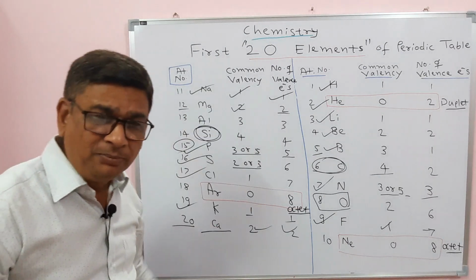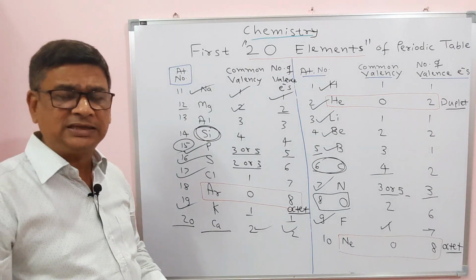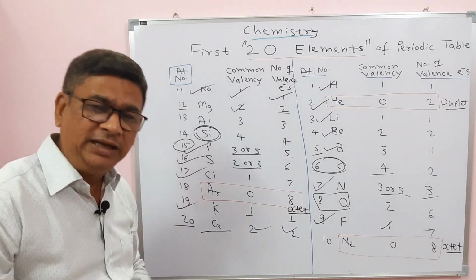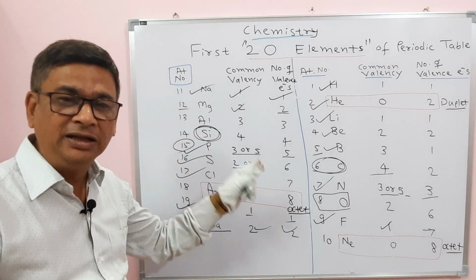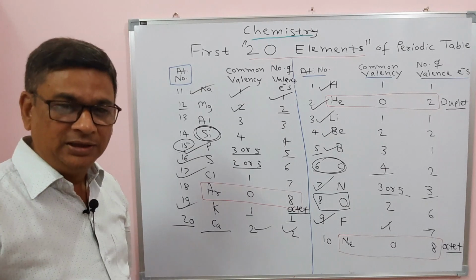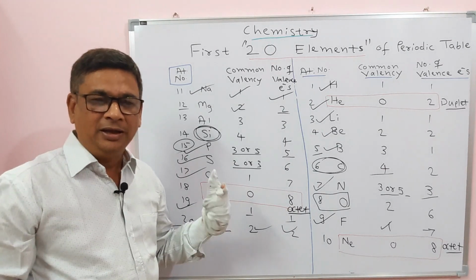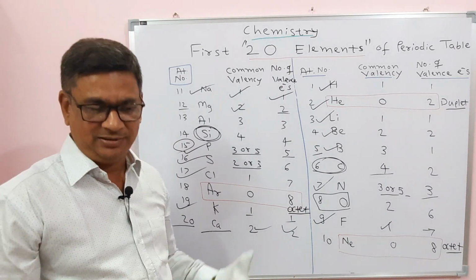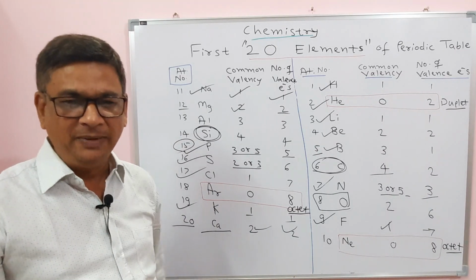So you should remember all these 20 elements with these chemical details, especially atomic number, number of valence electrons and their valency, that is combining capacity. So that's all for the session today. You can see our other videos for chemistry details, previous or upcoming.